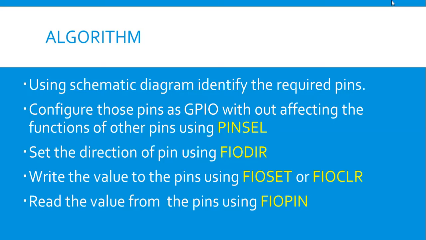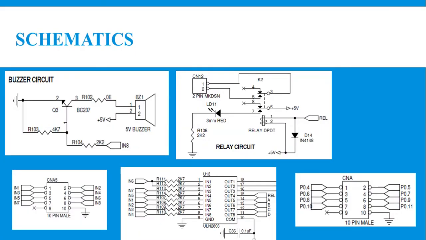If your microcontroller wants to send information to the outside world, then you have to use the FIOSET or FIOCLR register to write the value, and read the value from the pin using the FIOPIN register. Let us consider the schematic pertaining to the buzzer and relay.